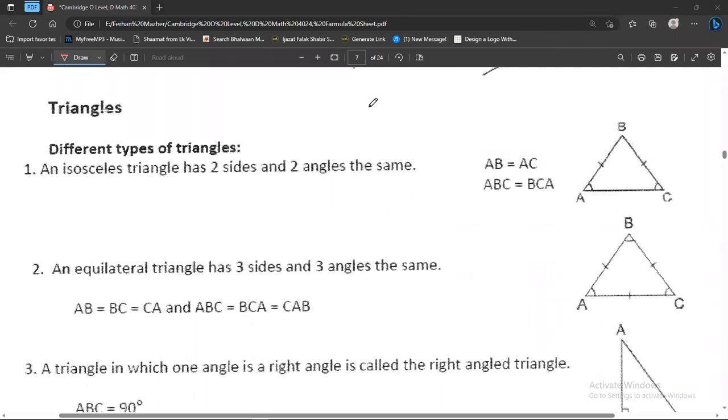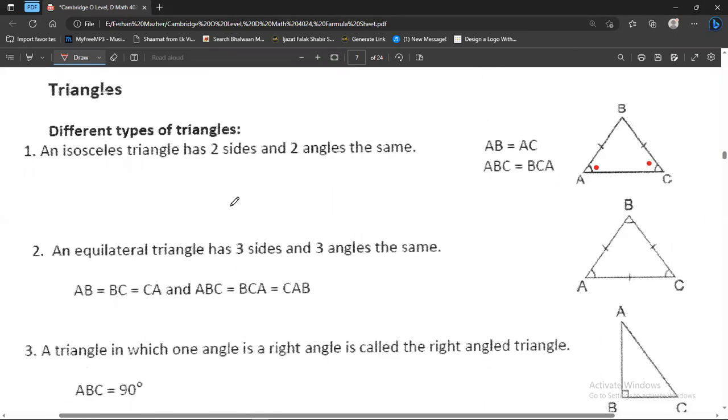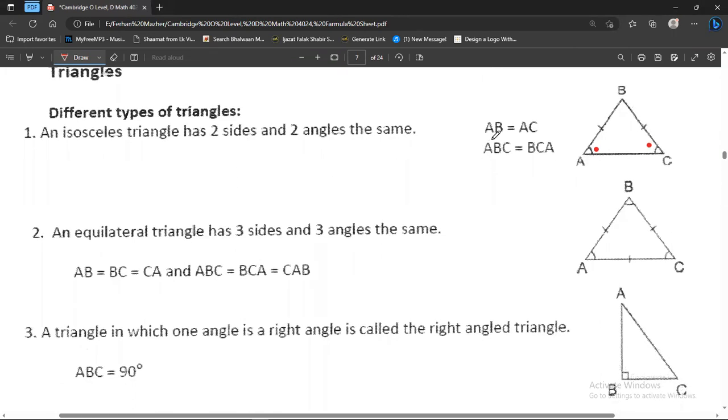An isosceles triangle has two sides and two angles the same. In the isosceles triangle, for example, AB and BC, their sides are equal. This angle and this angle are called the base angles, and they are equal to each other. This is a very important characteristic of the isosceles triangle. The angle ABC and the angle BCA are equal to each other.